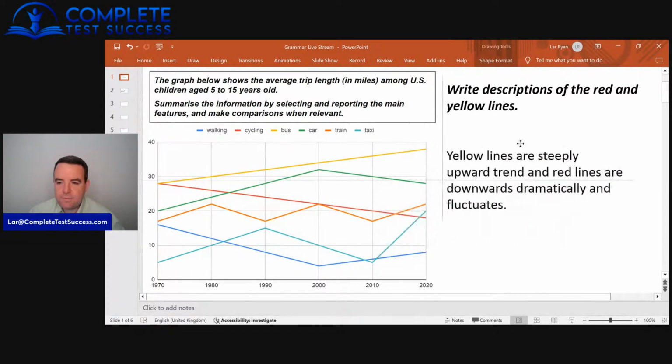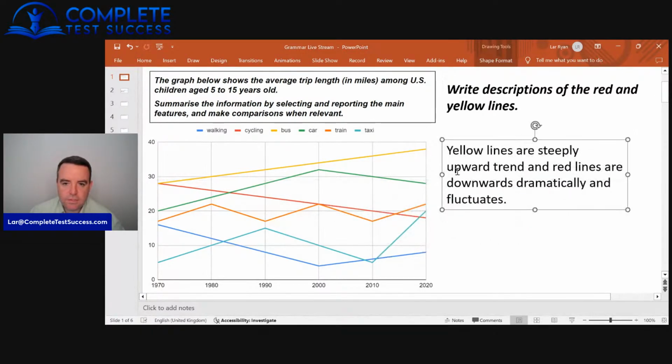Okay, so the first mistake is with plurals. There's only one yellow line, but you've written yellow lines. So the S means it's plural. So that's a mistake. And there's only one red line. So again, that's a mistake. So we're going to delete the plural and just make it so that it's line and line.